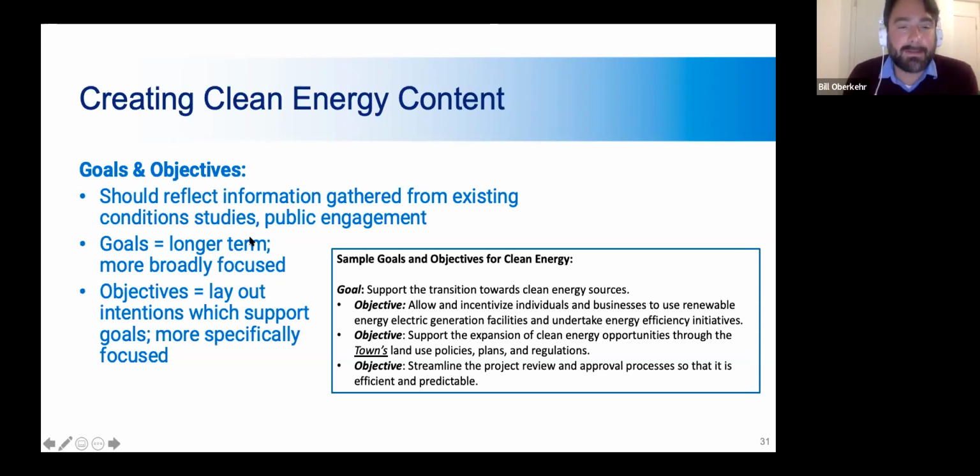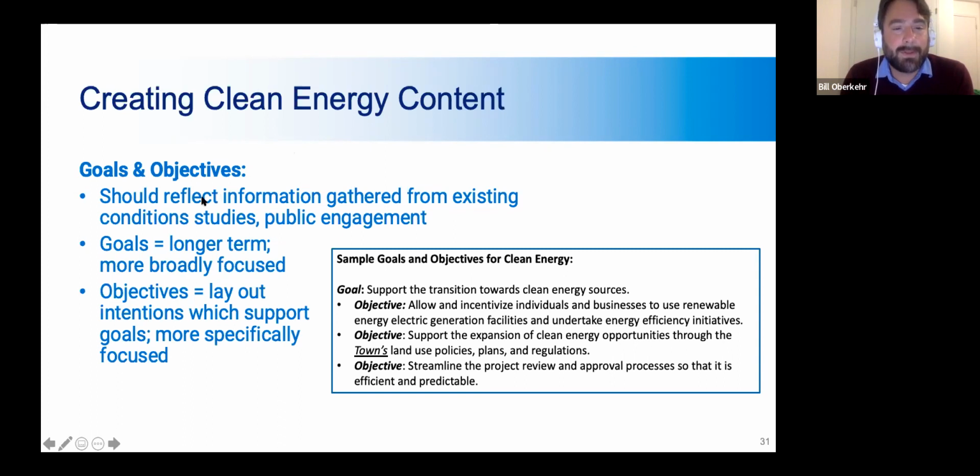So this is the last major section before I take you through some resources and we do the full Q&A. It's really how you create the clean energy content. So this would all fall under step 6 of the process that I was just describing, when you're creating the clean energy plan.